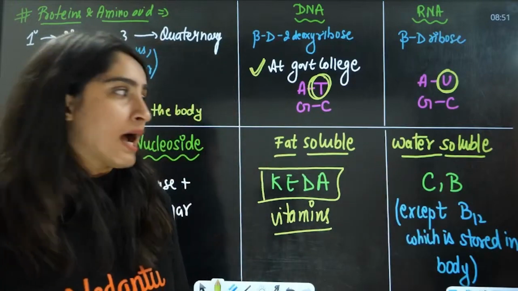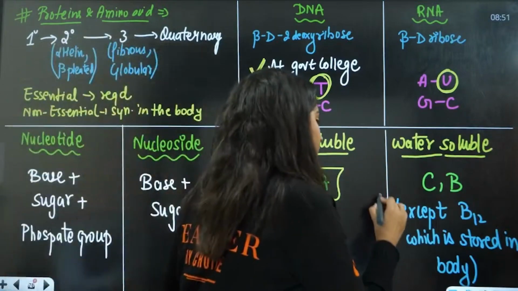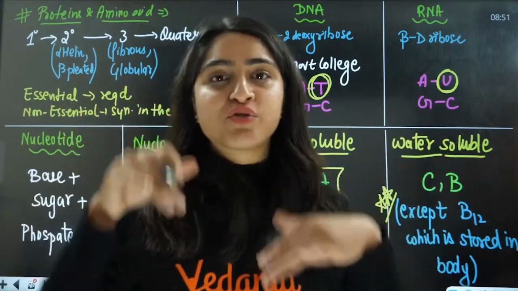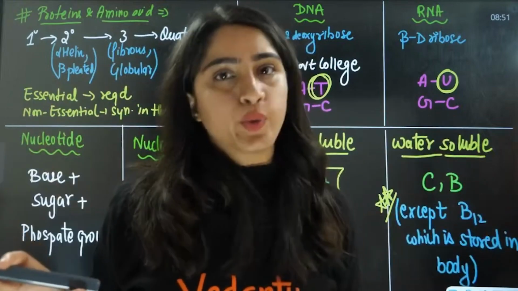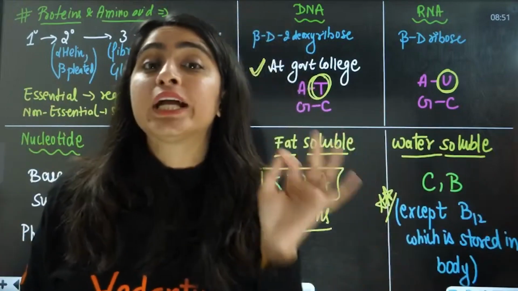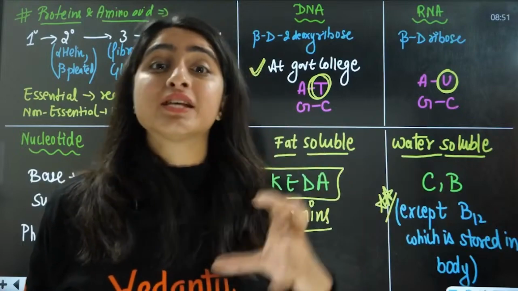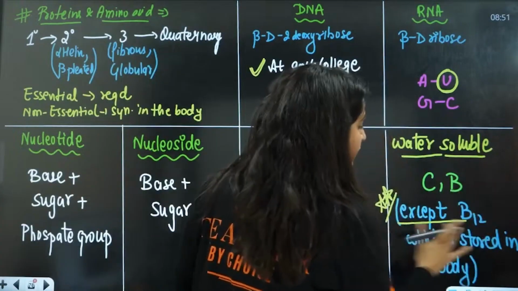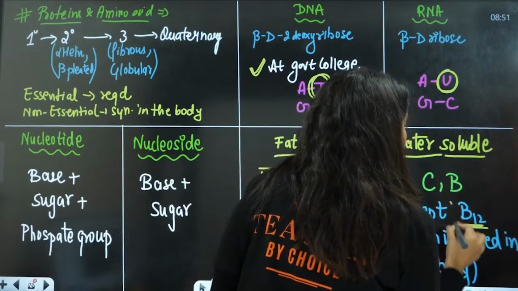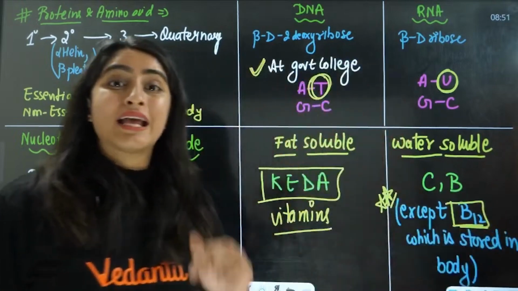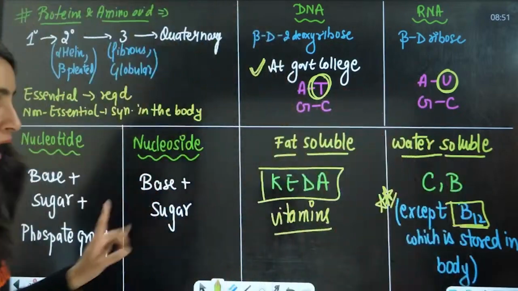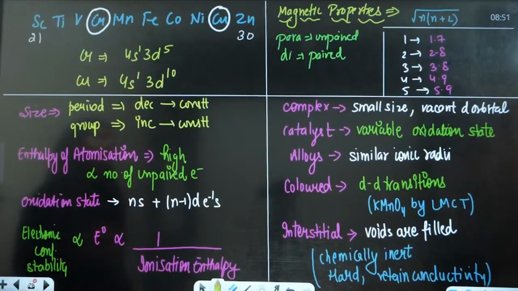The exception here is that water soluble vitamins are excreted out of the body through urination, but vitamin B12 is the exception, where it is stored in our body. It is not excreted out of our body through urination. Understood this? Yes, perfect.